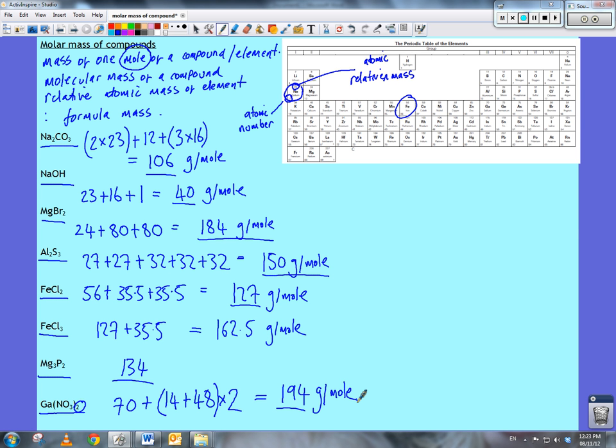Just one quick thing to mention here. I've realised I've been writing the units as grams per mole. Actually, in chemistry or in science as a whole, the shorthand way of writing mole is with just the 3 letters, mol, so grams per mol. So actually even better to write it like that.